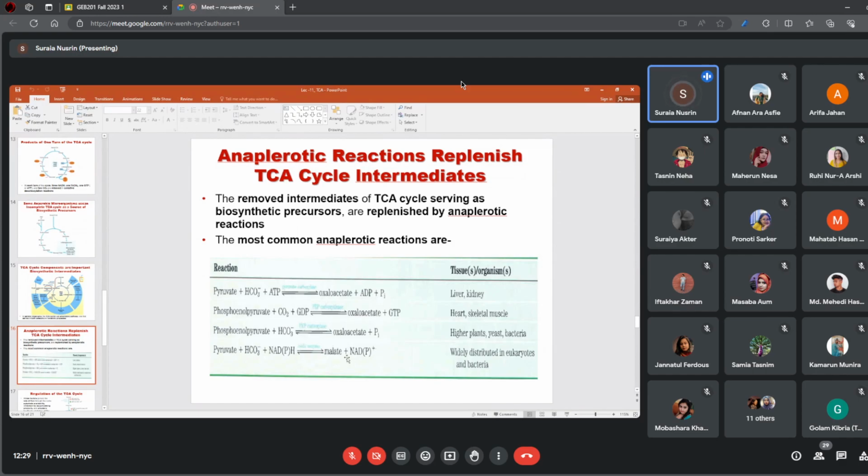And the pyruvate to malate reaction occurs in eukaryotes and bacteria. That means both eukaryote and prokaryote. So by these, the cell is replenishing the intermediates, otherwise the TCA cycle cannot proceed. Clear? Yes, miss.